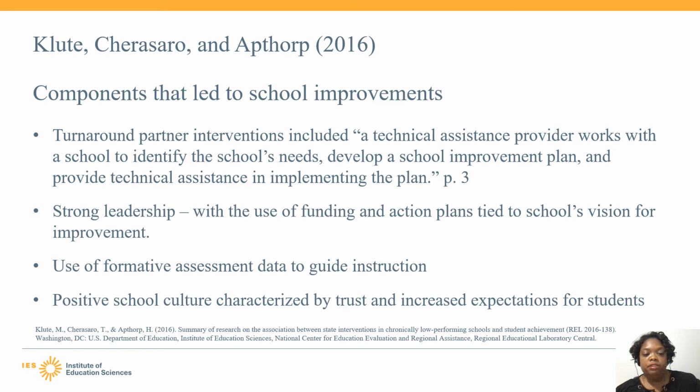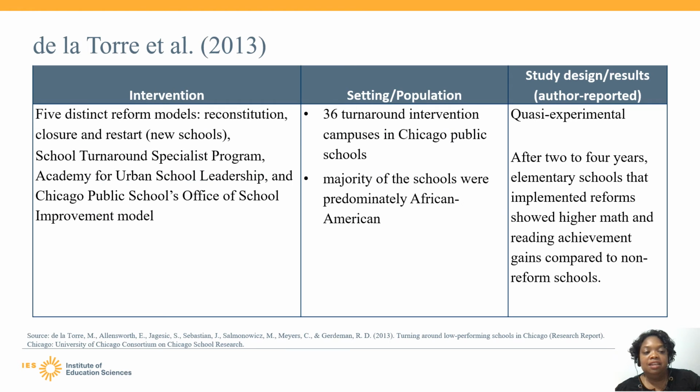The use of formative assessment data to guide instruction, as well as cultivating positive school culture characterized by trust and increased expectations from students. The De La Torre et al. article discussed 5 distinct reform models that were implemented in Chicago public schools. The schools had been identified as chronically low performing by the district. The 5 distinct reform models that were implemented were reconstitution of the schools, school closure and restarts.